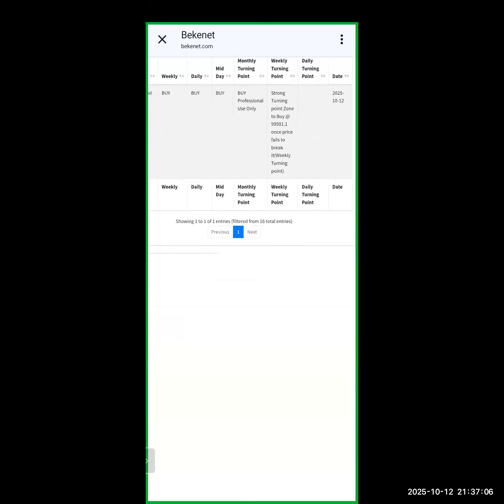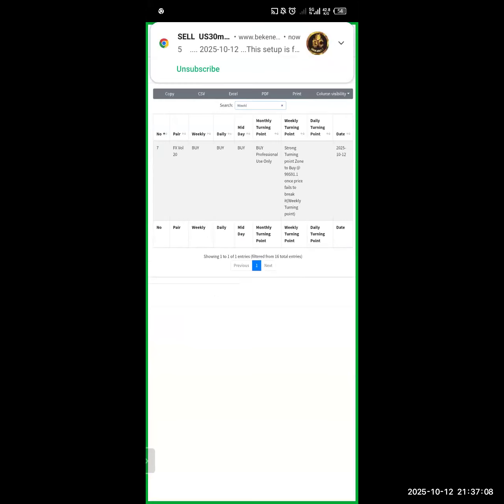It's as simple as that. But if you don't know how to do it, just wait for the AI to notify you to buy or sell. Then you check your key levels and take your trade.